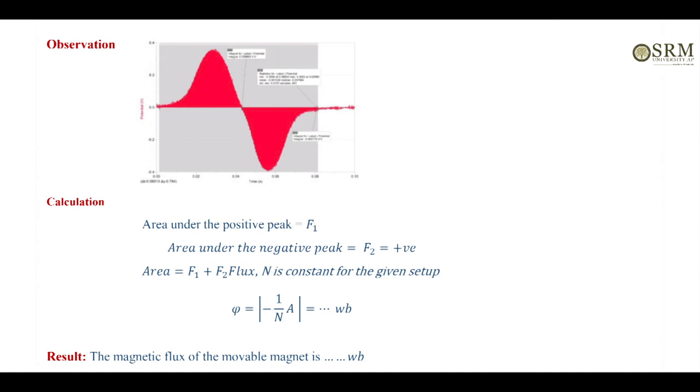So our formula is magnetic flux phi equals the modulus of minus 1 by capital N into area. Here N is the number of turns in the coil. We know the number of turns is 1150. So what we have to find out is the area.